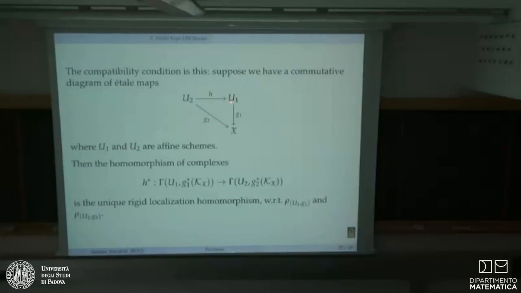Now, if we pull it here, then this one has a rigid structure, rho U1, G1. This one here has a rigid structure, rho U2, G2. And this homomorphism is an étale homomorphism. And we want the thing coming from restriction to be the unique rigid localization homomorphism that is compatible with these two rigid structures. So there's at most one, and we want it to be that particular one.